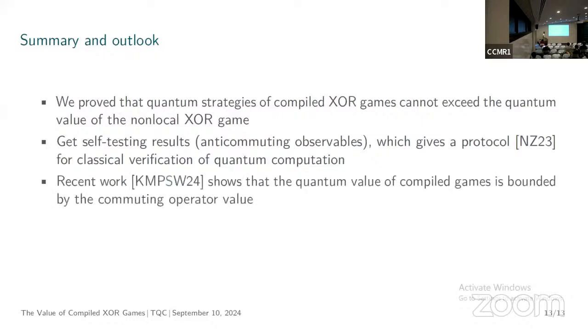Maybe I should just say that this work is ongoing. Last month we were actually able to show that for two-player compiled games, the quantum value is bounded by the commuting operator value. So that's quite nice. And that's everything I wanted to say. Thank you.